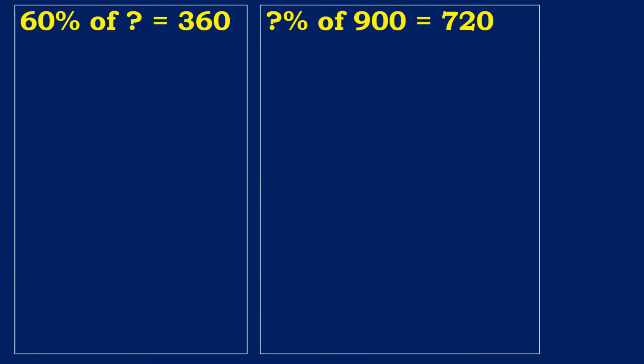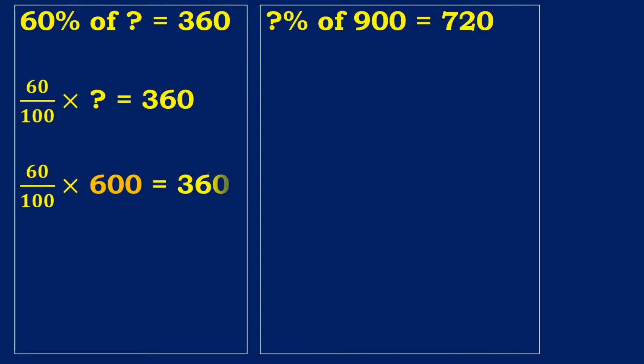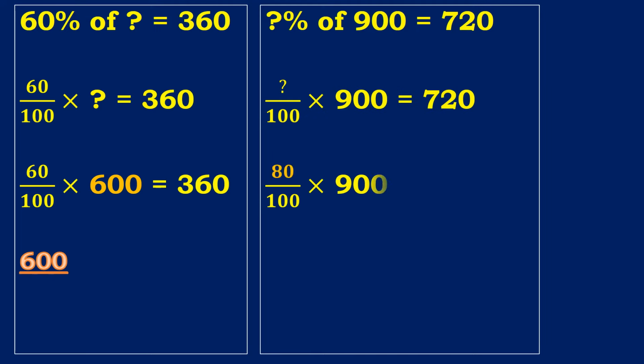The first example is 60% of what number is 360? Here, 360 is a multiple of 60, which is 6 times. As a result, the answer is 600. Now, consider another example. 720 is what percent of 900? We know that 8 into 9 is 72. So 80% is the required answer.